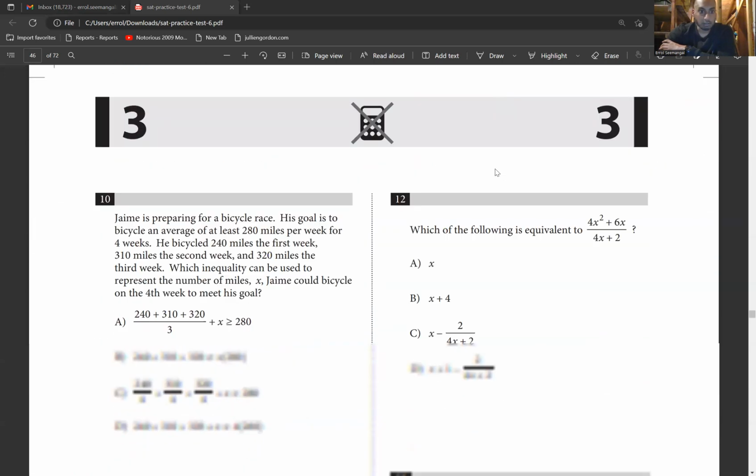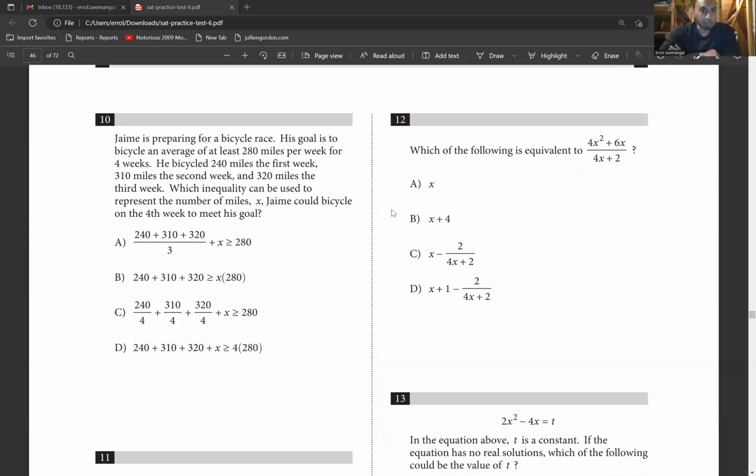10. Jamie is preparing for a bike race. His goal is to bike an average of at least 280 miles per week for 4 weeks. He biked 240 miles the first week, 310 the second, 320 the third week. Which inequality can be used to represent the number of miles X Jamie could bike on the 4th week? Okay, so how do we do that one?